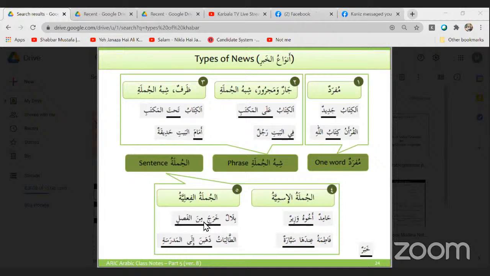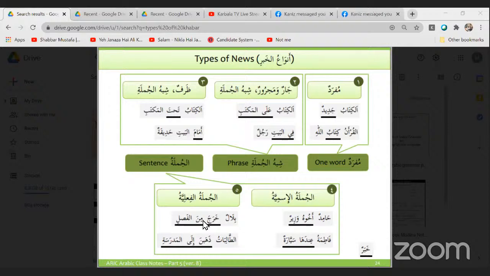Kharaja min al-fasli. Here, kharaja is a verb, min is a preposition, and al-fasli is in the genitive case because of min, in the state of majroor. As I mentioned before, if a verb comes, it's a complete sentence. And this is a verbal sentence. Normally, in a verbal sentence, we have the doer of the verb after the verb. So it should be kharaja bilalun min al-fasli.